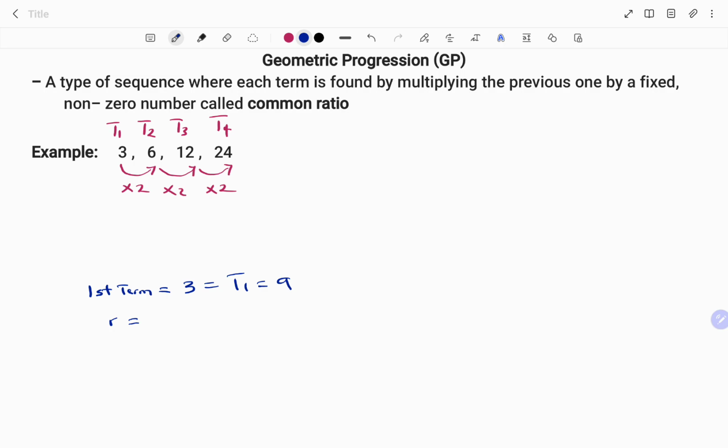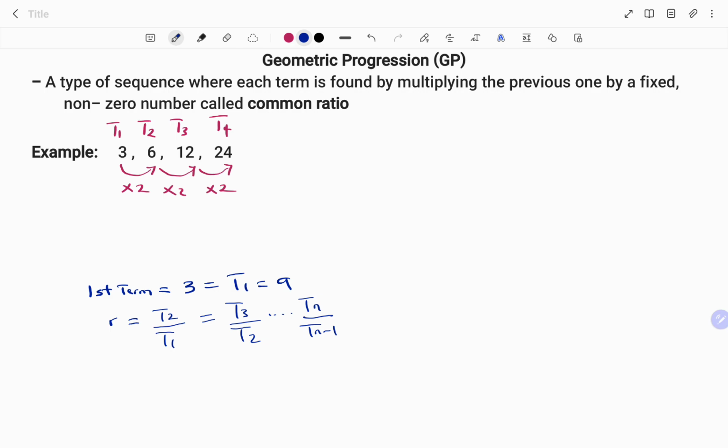For example, in this sequence, to get a common ratio, which is our R, we have T2 divided by T1, or it's also the same as T3 divided by T2. It goes on in that manner. So in summary, our R is Tn divided by the previous term, which is Tn minus 1.